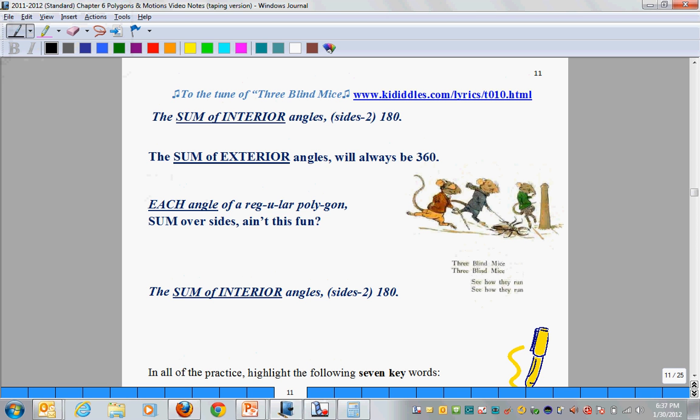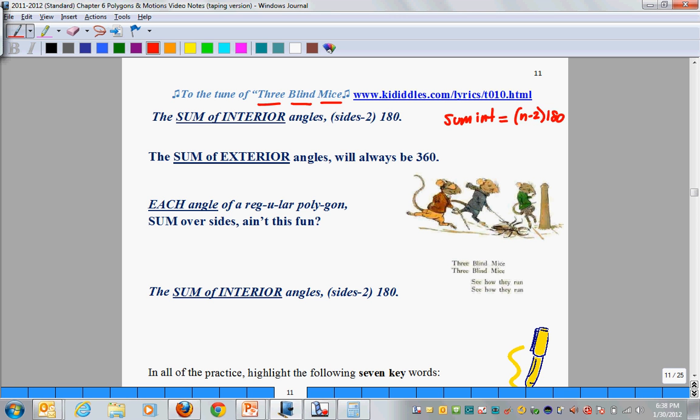To help you remember this, we have a quick little jingle here. Let's write the equations out as we do this. It's going to be to the tune of Three Blind Mice. So for now, we're just going to write the equation. It says the sum of the interior angles is sides minus 2 times 180. So in the margin, write sum interior equals sides minus 2 times 180. That's what that line means.